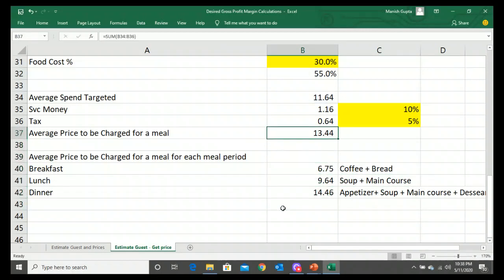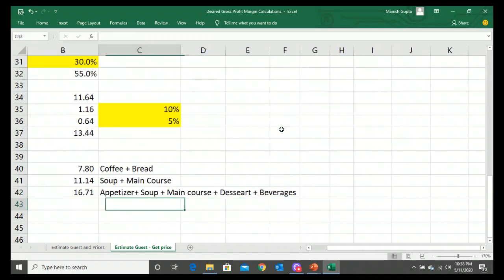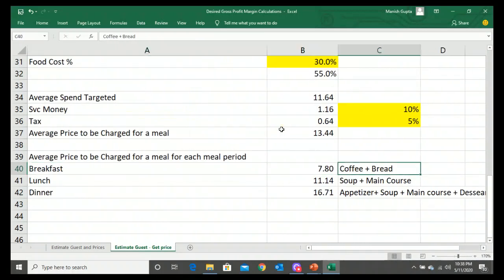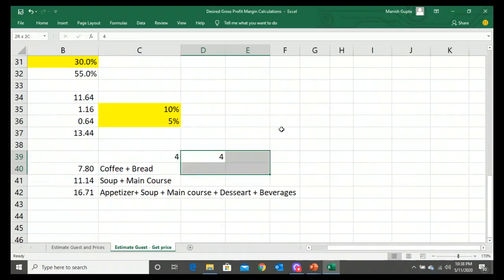So it should be based on 13.44. The formula was wrong, so we can see, yeah, $7.8, $11.14 and $16.7. It should be the average spending. Now we can decide $7 is in breakfast. Usually you would eat only a coffee and a bread, or coffee and something else, maybe cake. So if the coffee is going to cost you, let's say, $4, the other thing can cost you maximum $4. That would be the average price of your menu items.